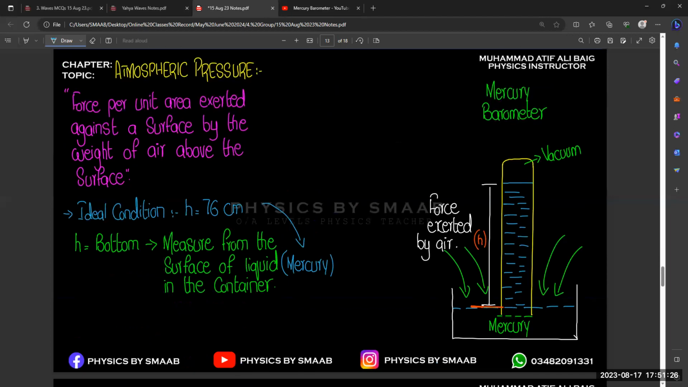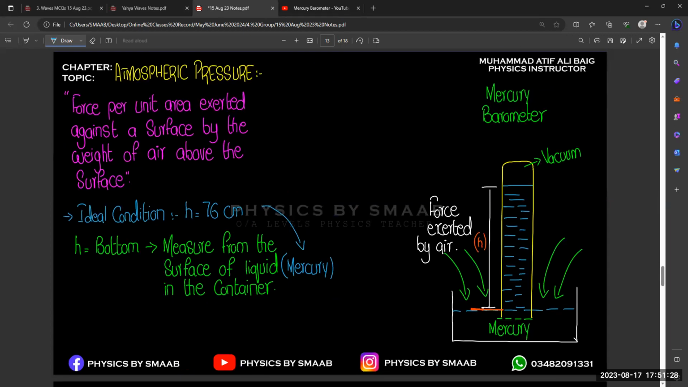And in ideal condition, the atmospheric pressure is calculated with the help of mercury, because we don't need to study the procedure, how we calculate this atmospheric pressure. So that is also not included, so don't worry about that. We just need to know the value of atmospheric pressure, but still the value of atmospheric pressure is given in your question. So we just need to know about the ideal condition, that what is the value of atmospheric pressure.